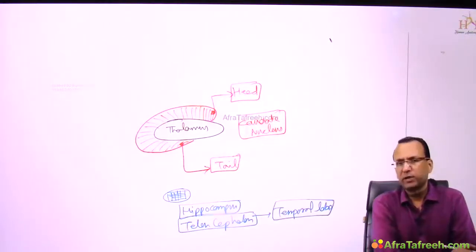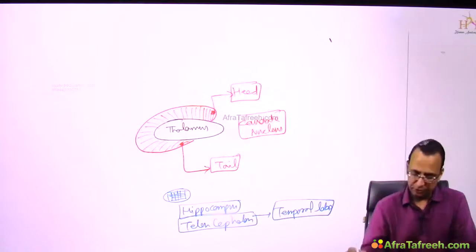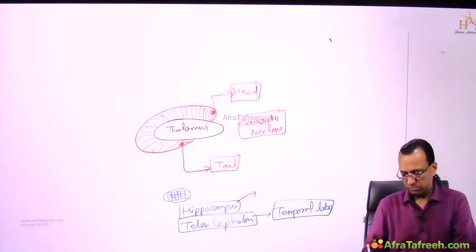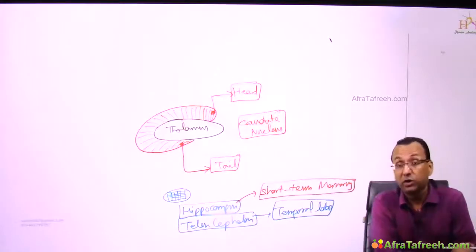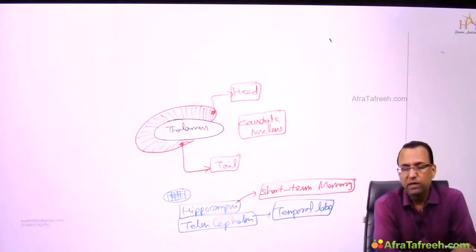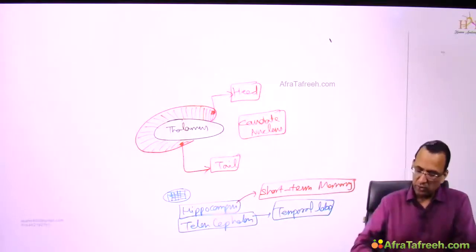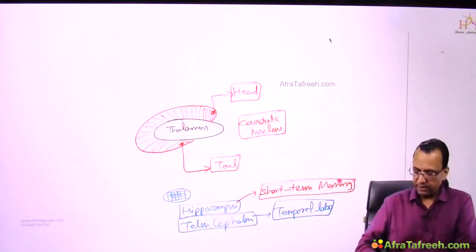Fine. Hippocampus. What is hippocampus for? Hippocampus, it is the site for the short-term memory. And if I want to turn the short-term memory into long-term memory, that is a very big issue. We all have short-term memory, but we are unable to convert it into long-term memory. That is a problem with everybody. But you have to learn. How can you convert the short-term memory into long-term memory?